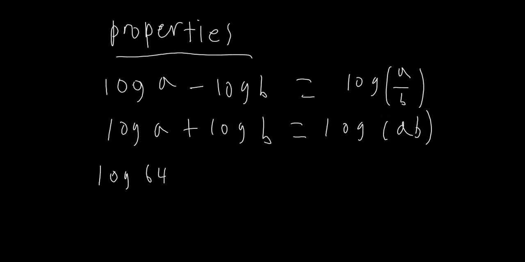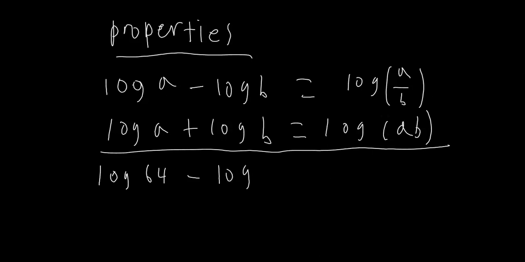Okay, so let's just say you had log of 64 minus log of 32. My question for you is, how would you rewrite this? So take a moment and pause the video. Okay, so you'd rewrite this as log of 64 divided by 32. And that's just log of 2.